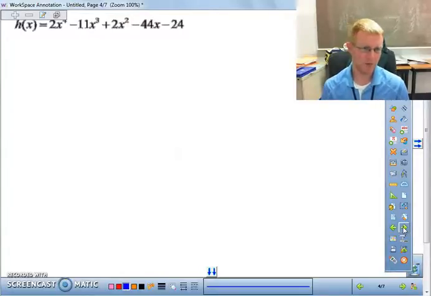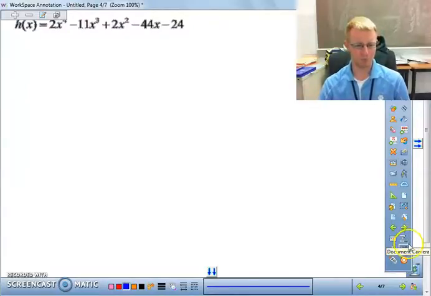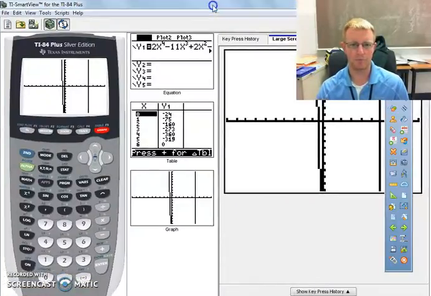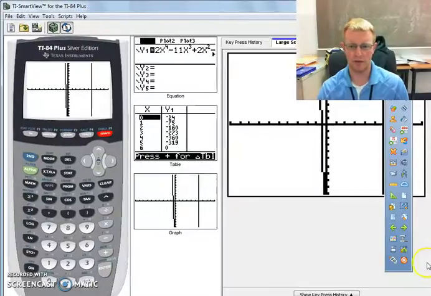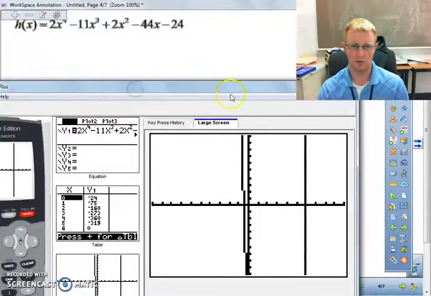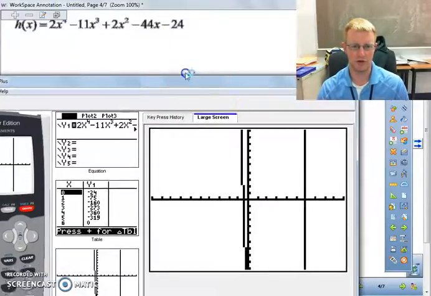So our first example is 2x to the fourth minus 11x to the third plus 2x squared minus 44x minus 24. So if we go back, step one is to actually graph it. So I already have it graphed here, and let's see if we can make this a little bit smaller here. Okay, well, here, you can only see the graph.